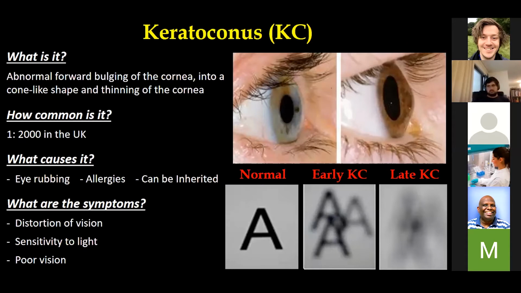It often begins in adolescence and adulthood, and in the UK, it occurs in 1 in 2,000 people. To be honest, the pathophysiology of this disease is not yet fully understood, but among the most important causes are eye rubbing, allergies, and we also have the genetic component, so it can be inherited. Affected individuals are sensitive to light and have poor vision. Here you can see how affected individuals see, depending on the stage of the disease.